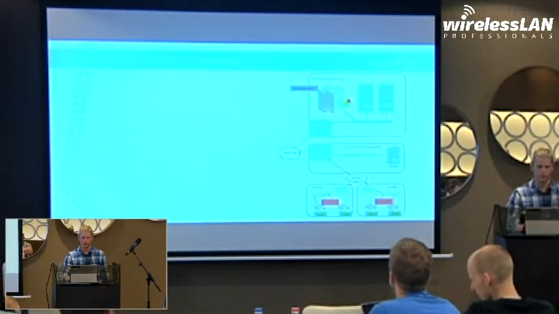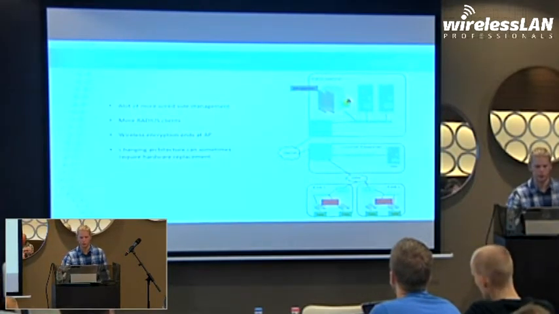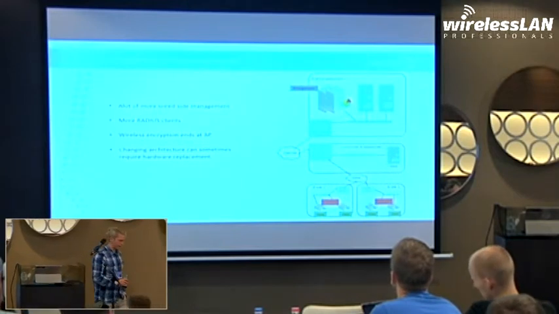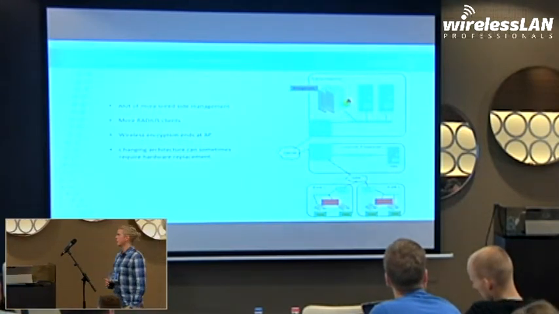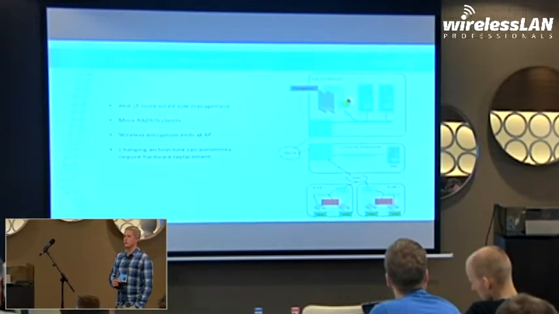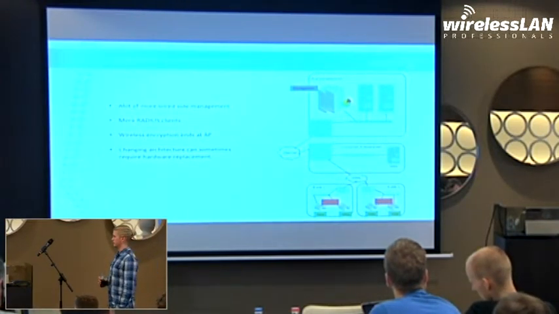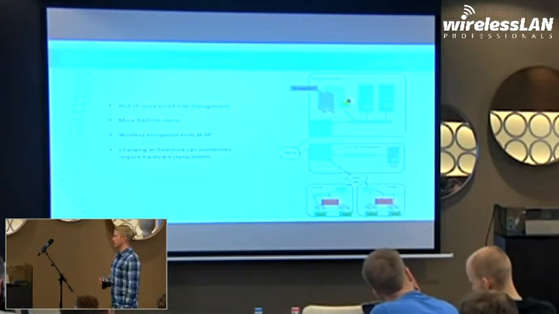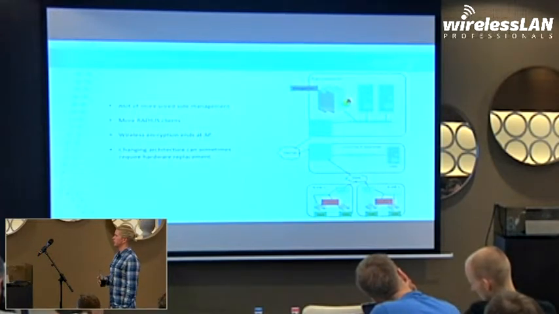So are there drawbacks to distributed architecture? Definitely. There's a lot more wired side management. What I mean by that is, if you're going to have local data forwarding, you might have several VLANs where your clients are going to go. You will have to configure trunk ports, with all the correct VLANs, out to the access port that goes to the APs themselves.